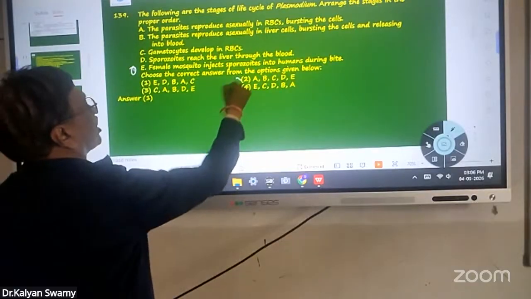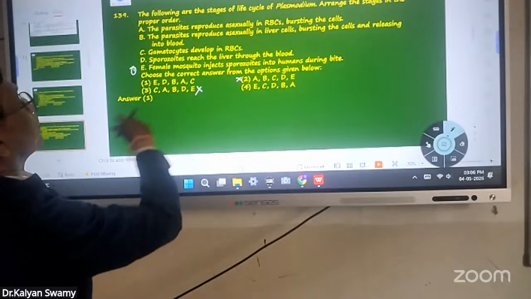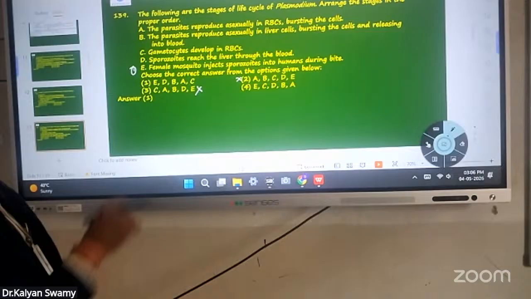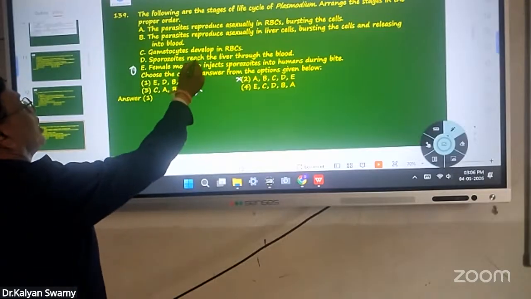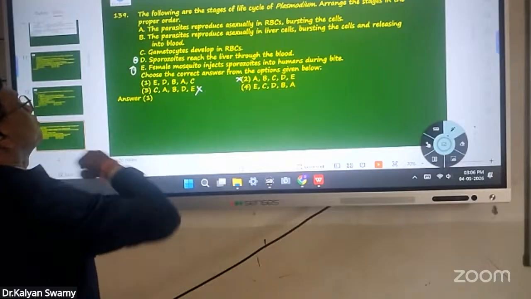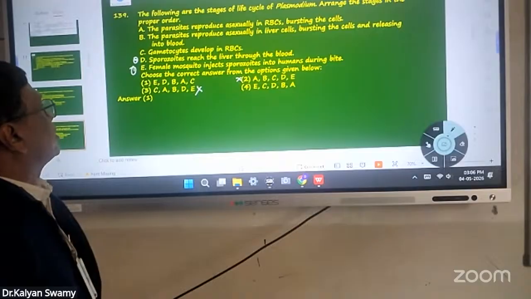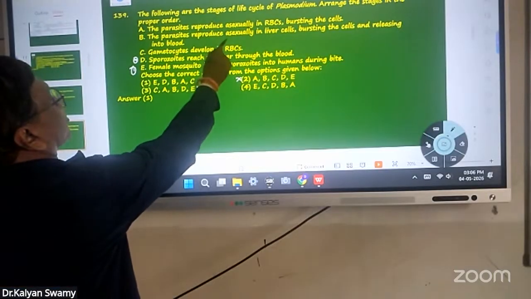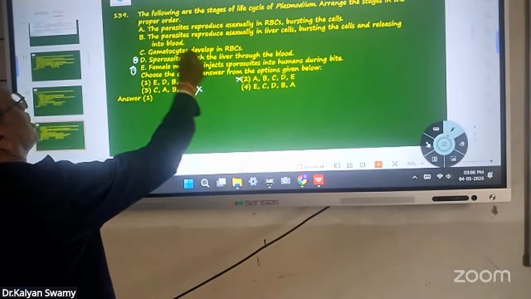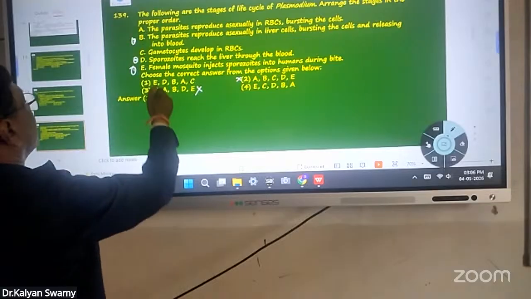Then immediately you can strike out this. The sporozoites enter into our blood, and from there reach the liver. This is the second one. First it multiplies in the liver, then in the RBC. Here, the parasite is released from the liver into the blood. This is the third one.